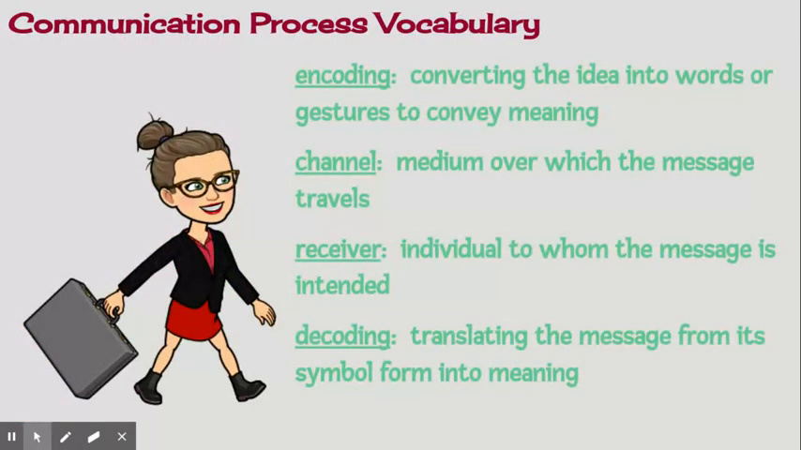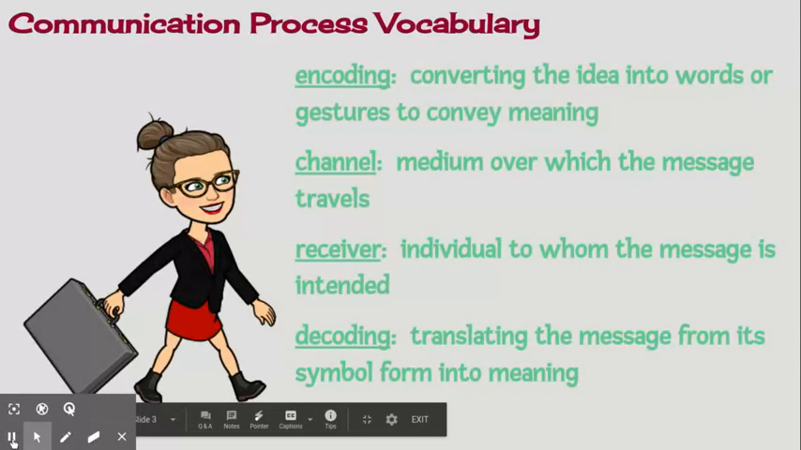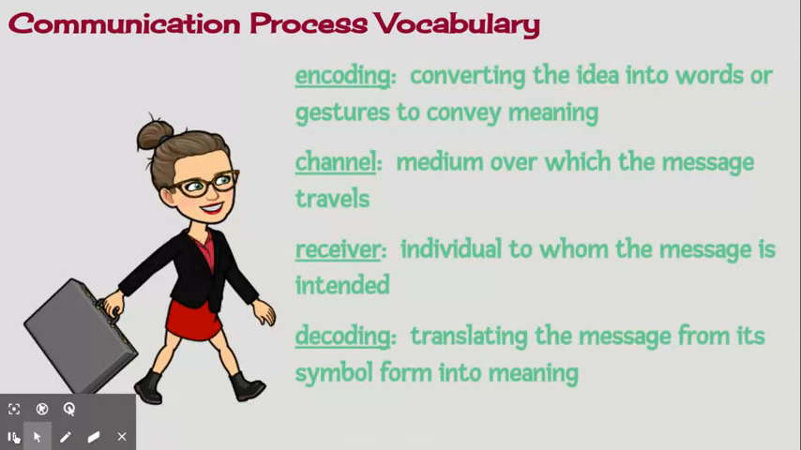Let's look at a little bit of vocabulary for this lesson. Encoding is converting the idea into words or gestures to convey meaning. A channel is a medium over which the message travels. The receiver is the individual to whom the message is intended. Decoding means translating the message from its symbol form into meaning. And all of this communication process vocabulary helps us to understand the communication process itself.